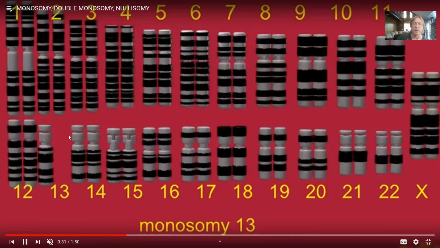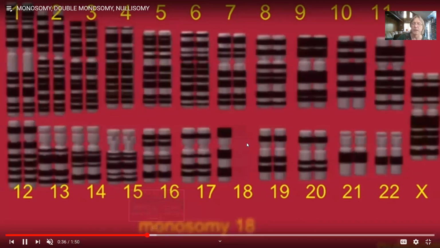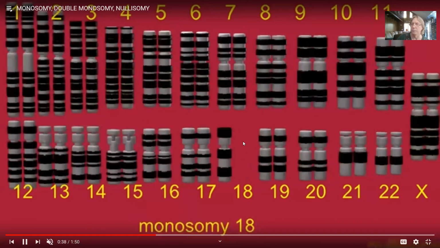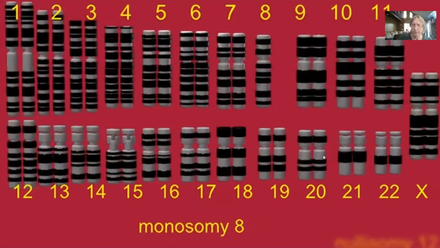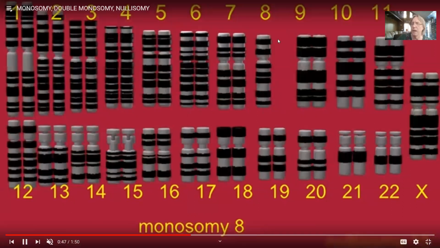In this case, here's a monosomy where there's only one copy of chromosome 13. Here there's a monosomy where there's only one copy of chromosome 18, etc. And so there can be different monosomies depending on which chromosome is missing.